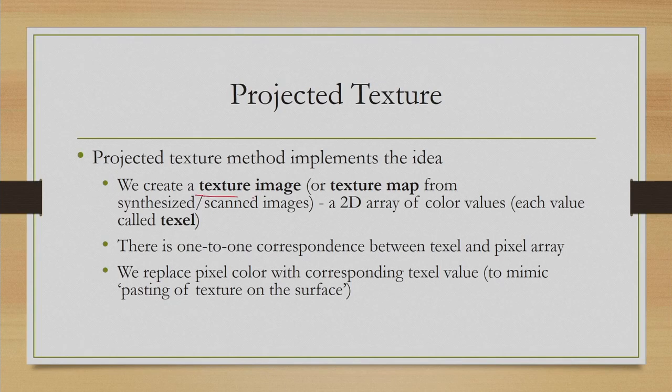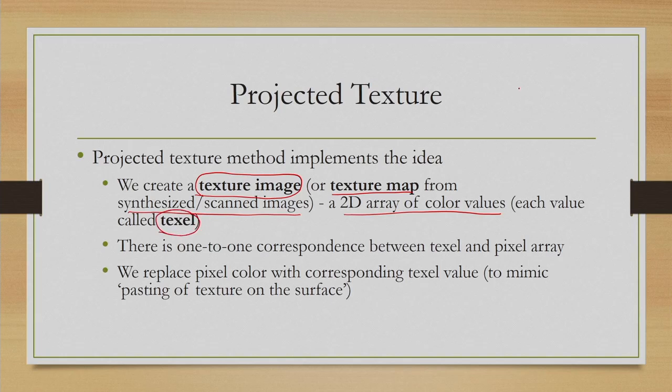So, we create a texture image or a texture map from a synthesized or scanned image. So, either we can artificially create an image or we can scan or synthesize an image and use that as a texture map, which is a 2D array of color values. Now, to differentiate it from the computed color values we talked about earlier, this 2D array we call a texel array, and each array element is a texel.